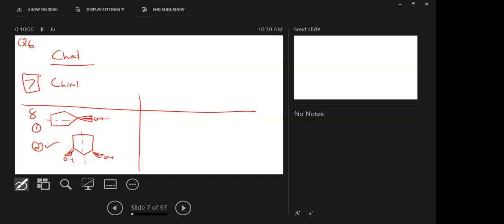And then it says which molecule is chiral. That means it doesn't have a mirror plane. So if we selected the ones that have a mirror plane, we already selected the ones that are achiral. So the only one left is option 3. So you're going to select option 3, because that doesn't have a mirror plane. So that's going to be chiral.